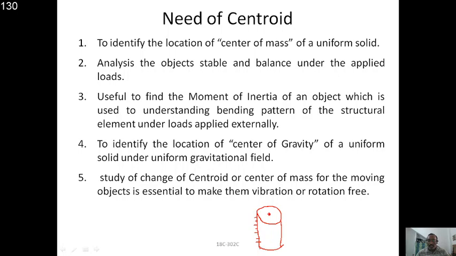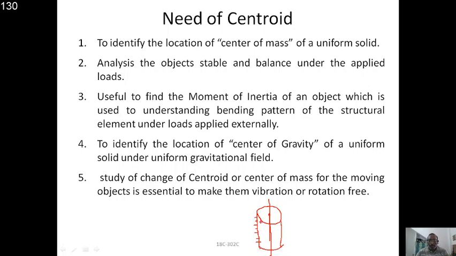Then this centroid will become the center of mass. So that is what we want to say. It is easy to identify the center of mass for a uniform solid with the help of the centroid. And during the analysis, the object is stable and balanced under the applied loads.